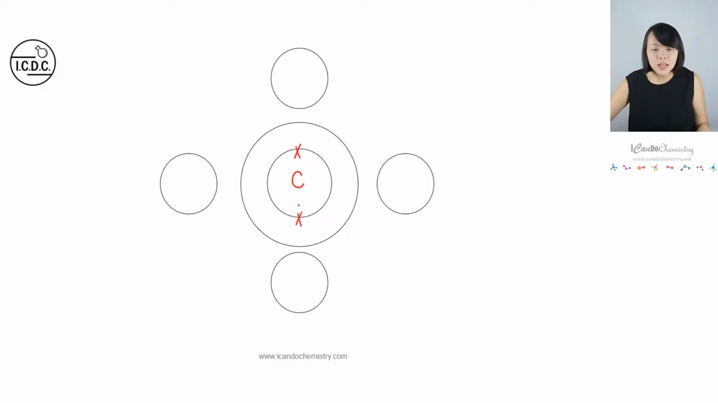The remaining 4 electrons will be in the outermost shell. Okay, then the rest are all hydrogen. Hydrogen has only 1 shell and 1 electron. Alright, so my carbon has 4 outermost electrons. It needs 4 more electrons to attain the noble gas electronic configuration. So I have 4 hydrogen.